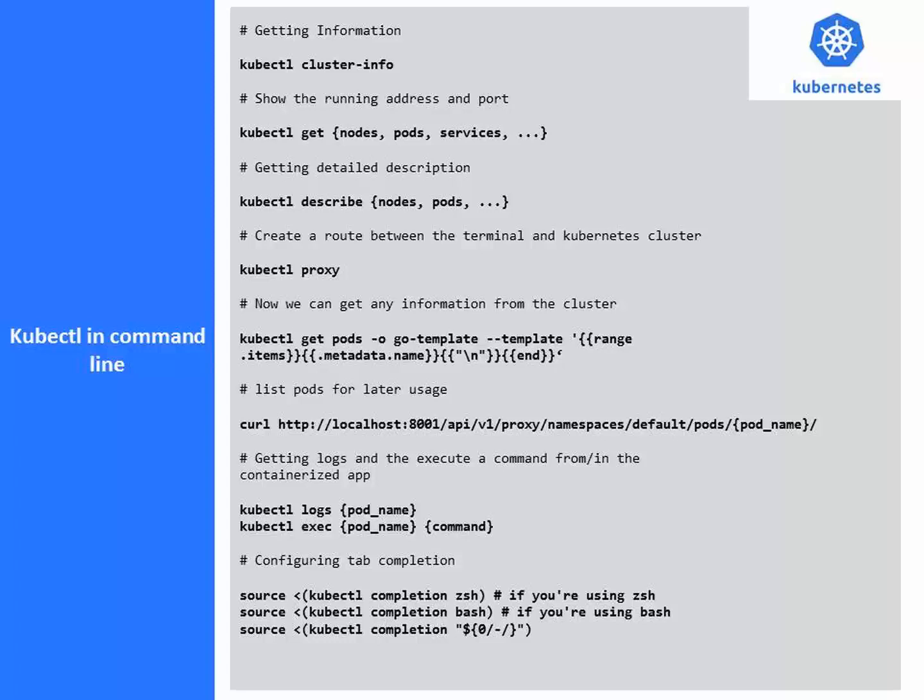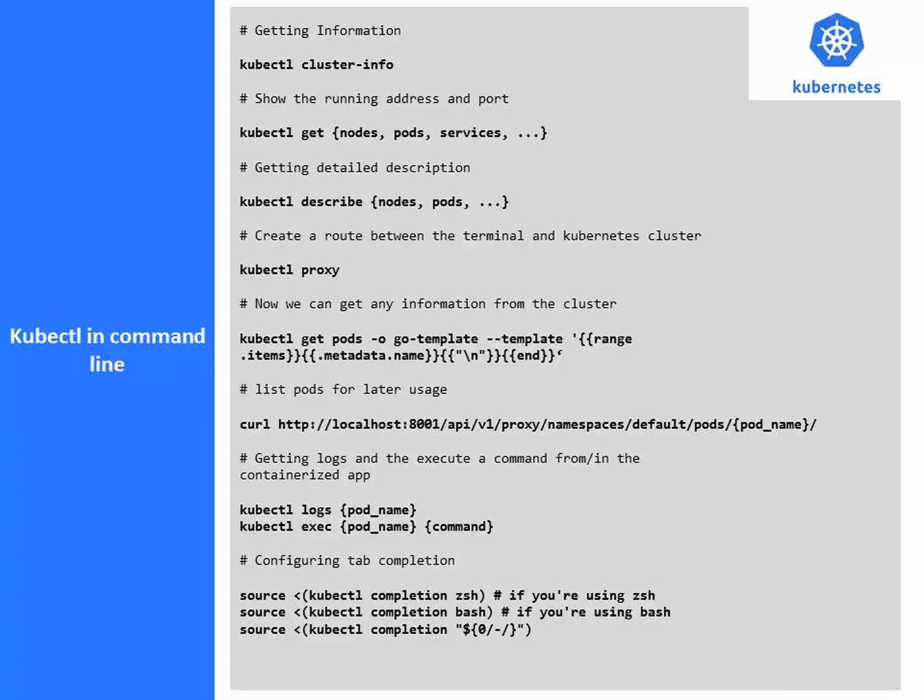For getting a detailed description about the resources, you can use the describe command of kubectl: kubectl describe nodes, pods. The deployed apps are only visible inside the cluster, so if you want to get the output from outside the cluster, you should create a route between the terminal and the Kubernetes cluster: kubectl proxy. It will open an API, where we can get everything from the cluster.